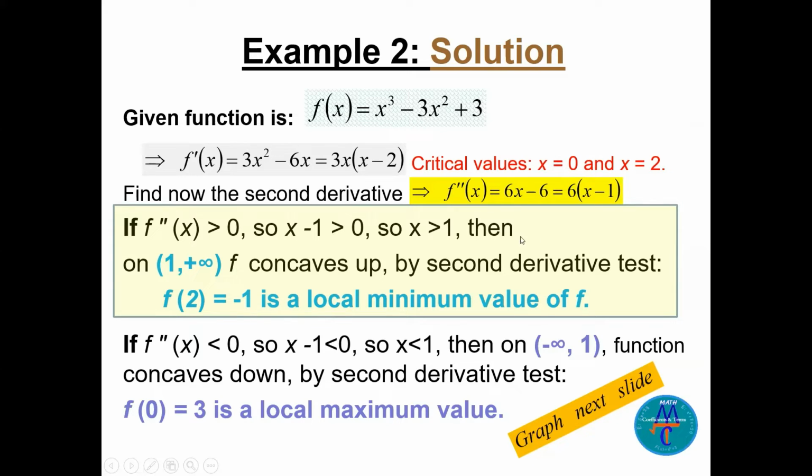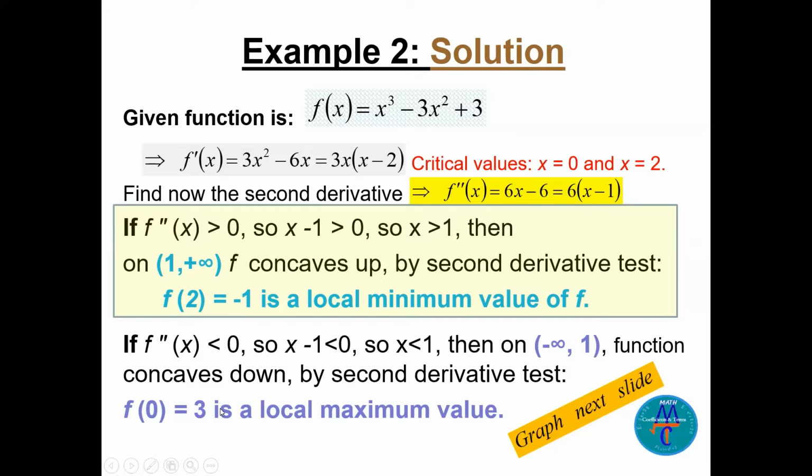Now, if f double prime, take the same x minus 1 less than 0, so x will be less than 1. So from minus infinity to 1, the function concaves down. So we have a local maximum. From minus infinity to 1, we have the 0 there. So f of 0, put 0 in the function, you get 3. So there is a local maximum at 0, and the maximum is 3.